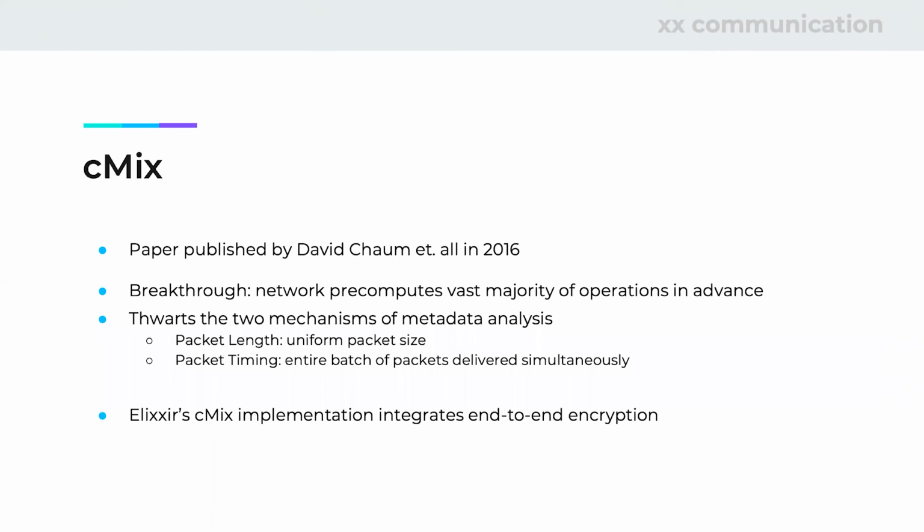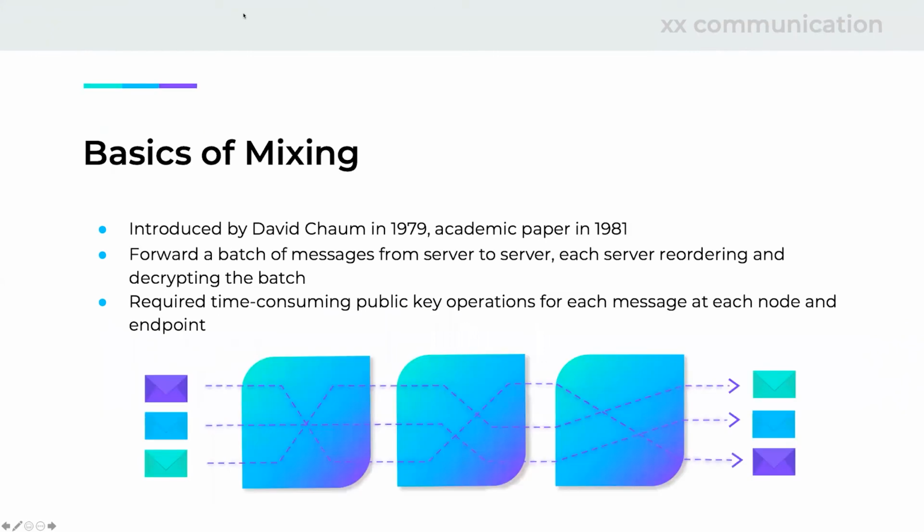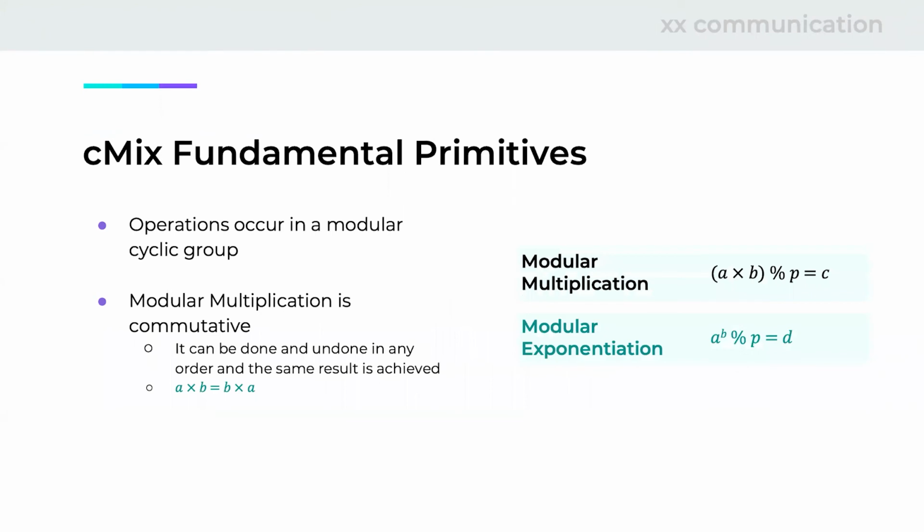So on the next slide, we're going to see a general walkthrough of how CMIX works. So CMIX, unlike most systems, operates in what's called a modular cyclic group and uses modular multiplication and modular exponentiation. This is important because when you encrypt via multiplication, you get the commutative property, which for those of you who've not taken algebra for a long time, commutative means that the order of operations can be reversed. So you can encrypt with one key, then encrypt with another, then remove the first key. And this is critical to how CMIX operates. This shuffling of keys allows it to gracefully replace keys and operate on data without ever decrypting the underlying payloads.